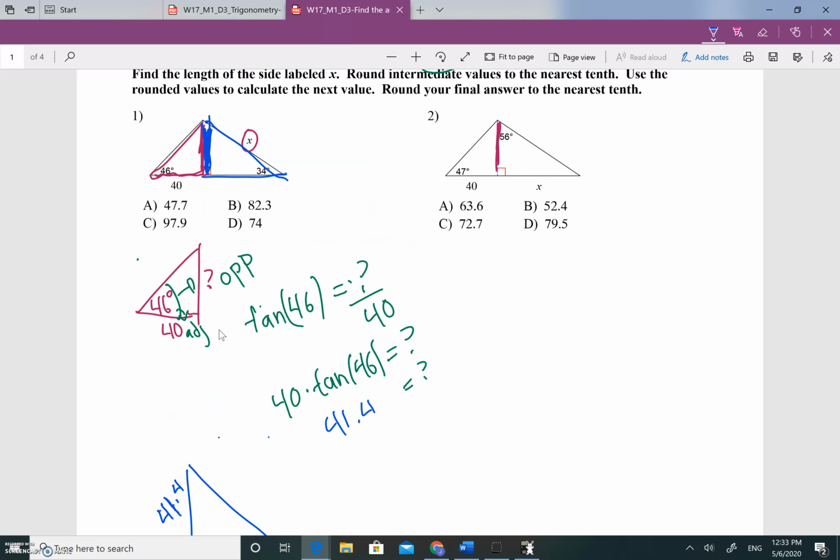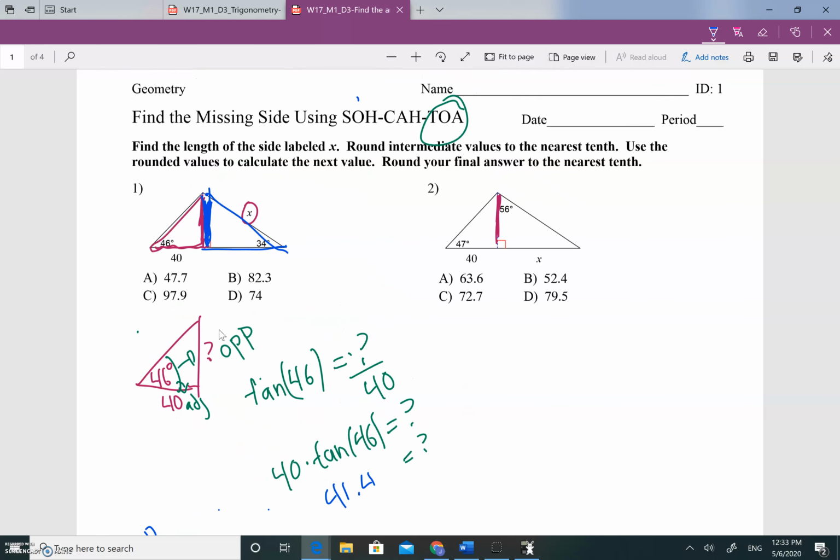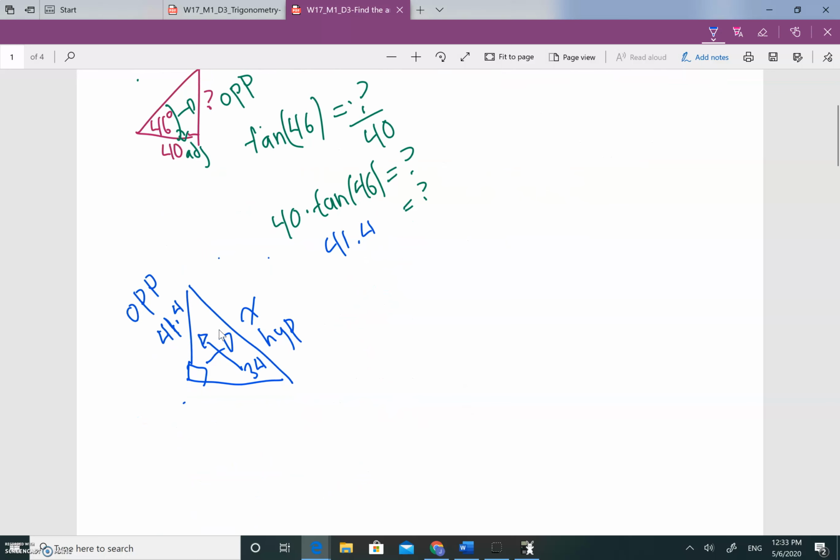Remember, I'm looking for this side first, and now that I have that side, I can find my x. Why? Because x is my hypotenuse, and my 41.4 is going to be my opposite. So it's opposite and hypotenuse. Which function uses the opposite and the hypotenuse? That's going to be sine. So sine of 34 degrees is equal to 41.4 over x.